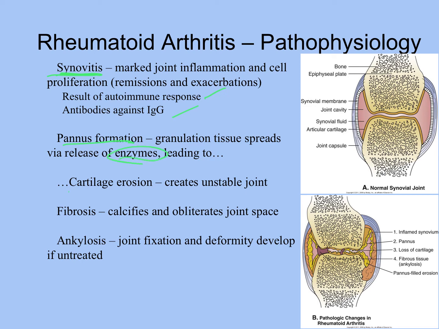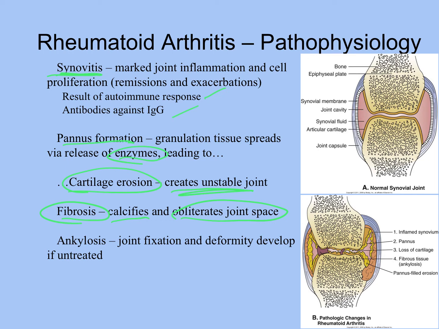Those enzymes will cause the cartilage to start to erode, and because cartilage provides structural support to the joint, the joint becomes unstable. As this process goes on, you have the exacerbations and the remissions. Some of that tissue heals by secondary intention, heals by scar, and so we have a lot of fibrosis going on, a lot of connective tissue, collagen being laid down that ends up calcifying and taking up the joint space and making the joint very rigid.